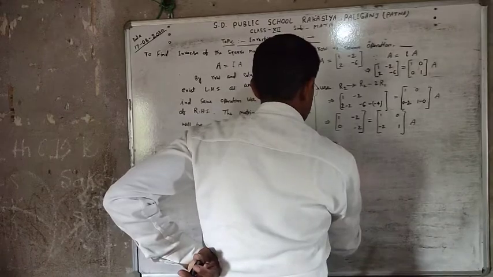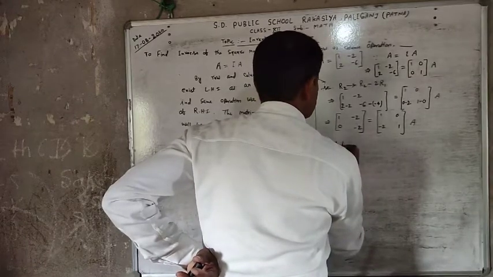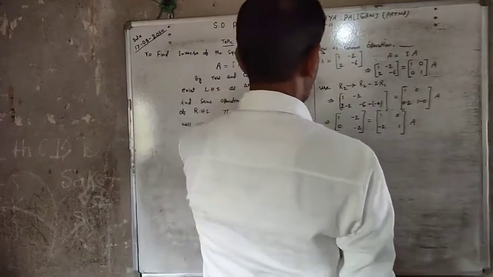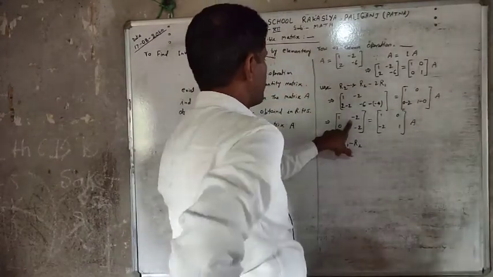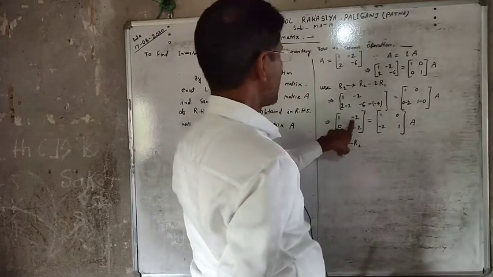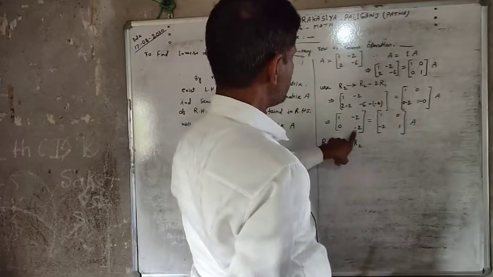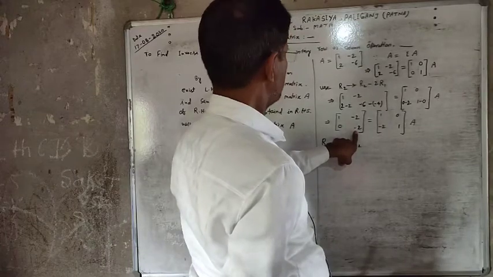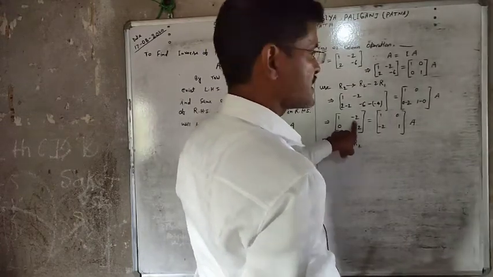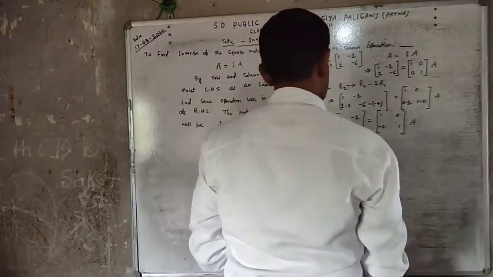Now R1 is changed into R1 minus R2. We observe that the elements of the second column are equal. If we subtract the second row from the first row or the first row from the second row, then it will be 0.